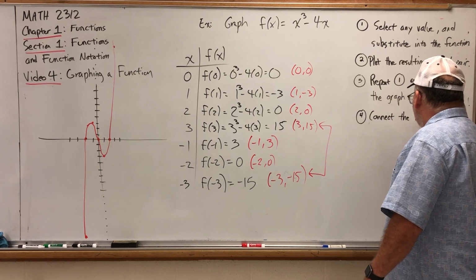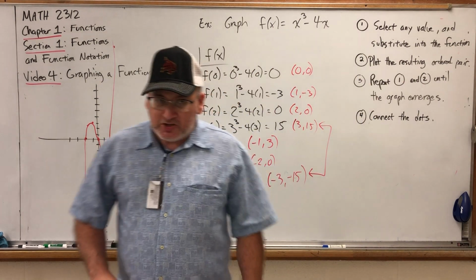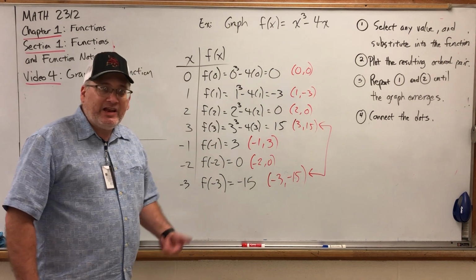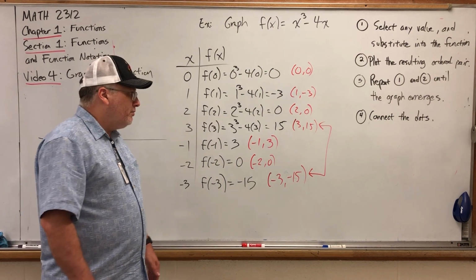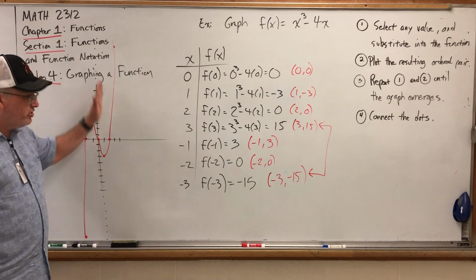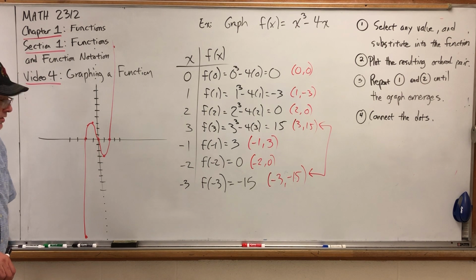Most of the time when you connect them, it's smooth and continuous. Smooth means no corners. Continuous means not broken. But soon we'll see examples of graphs that have corners and are broken. But unless you run into an exception, you assume that when you connect them, it's smooth and continuous. And again, it's not the most efficient way to graph a function. In fact, I would call it a last resort.